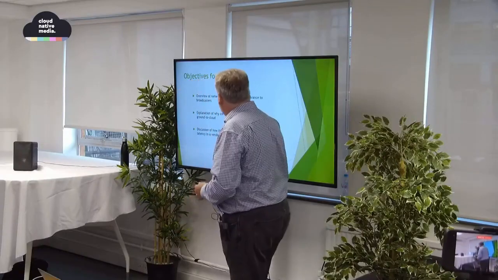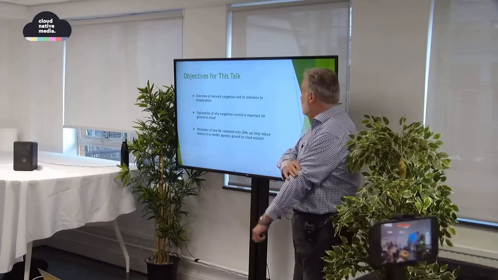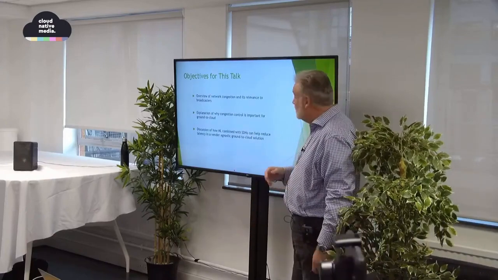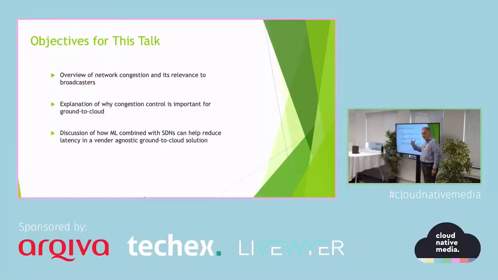So, the objectives for the talk are to give an overview of network congestion and its relevance to broadcasters, an explanation of why congestion control is important for ground to cloud, so I'm predominantly going to be focused on ground to cloud today, and a discussion of how ML combined with SDNs can help reduce latency in vendor agnostic ground to cloud solutions. So vendor agnostic is key for me because that's where a lot of my research is.